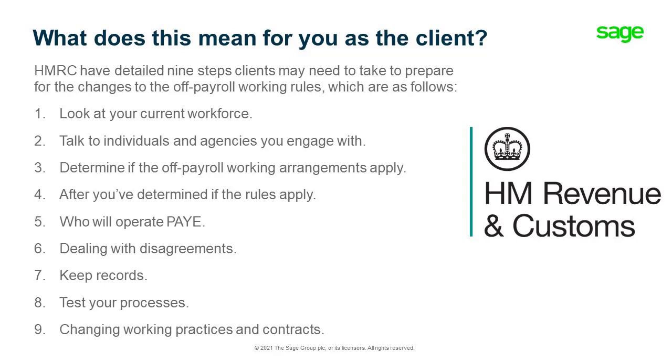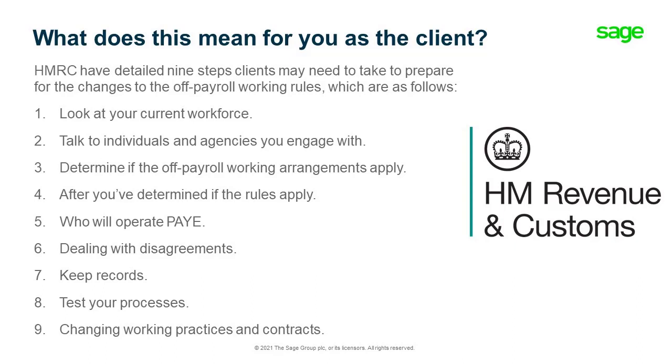1. Look at your current workforce to identify individuals who are providing their services through a PSC. 2. Talk to individuals and agencies you engage with, as you may need information from them on some engagements. 3. Determine if the off-payroll working rules apply. Check if the rules apply for any contracts that will extend beyond or start after the 6th of April 2021. Decide who in your organisation should make an employment determination. You can use HMRC's Check Employment Status for Tax or CEST service to make determinations, the link for which I will show you shortly.